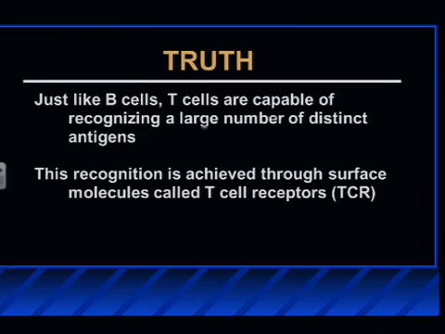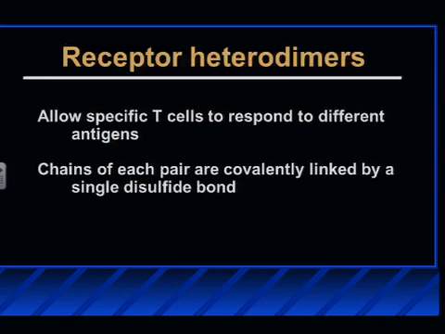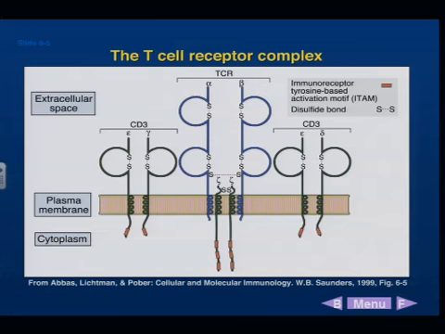Okay? So just like B cells, T cells also recognize antigens, once again, via their T cell receptor. Now, the receptor is made of heterodimers, meaning there's two of them, dimer, and they're different. And this is what they look like, okay? They have a variable region, a constant region, and a transmembrane region. This is the area where the antigen binds.